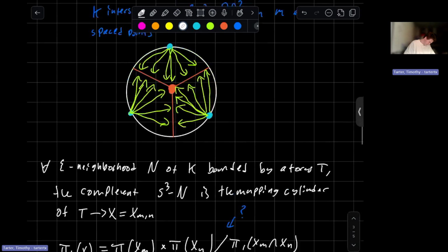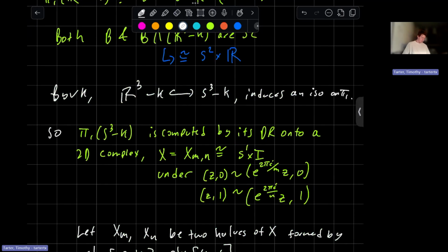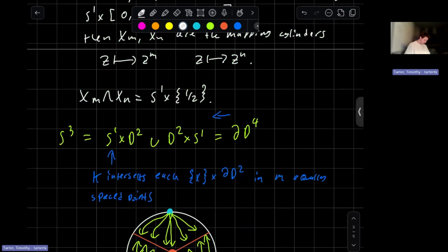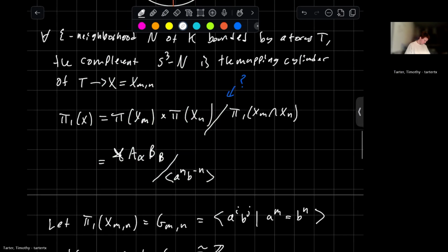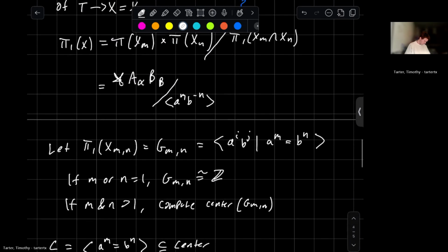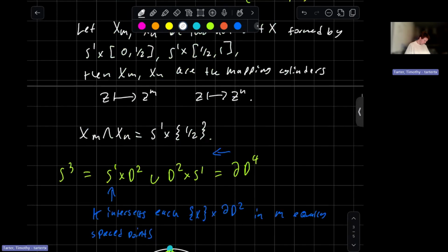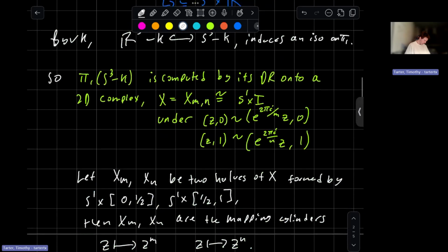Yeah, I don't get this. I feel like we jumped around like 17 different times and said a lot of things that weren't really justified anywhere. And I still don't think that we actually computed pi 1 of S3 minus K.